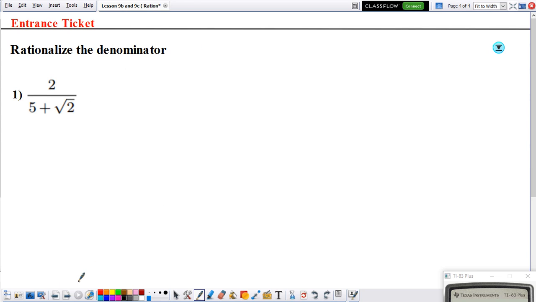So now, here's your entrance ticket. You have the following. Try to rationalize the denominator.